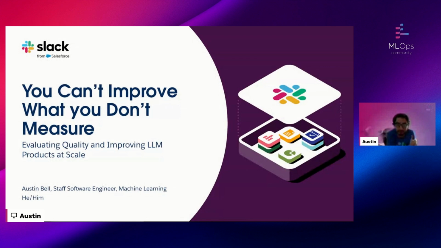And some of what I'm going to be talking about today is how we evaluate the quality of a lot of our generative AI products and how we use these automated evaluation techniques to continue to improve our LLM products at scale.